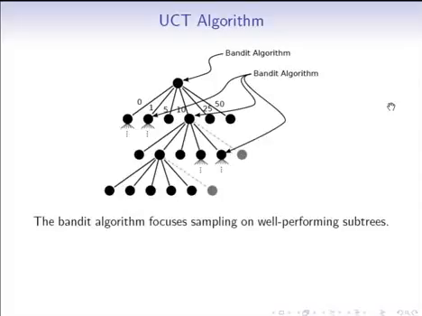And then the way that we're going to extend this to selecting a path through the whole tree is by sticking a bandit algorithm on every one of the nodes of the tree. And so all of the sequence of bandit algorithms is going to help us select a particular path through the tree, which we can then stick into the simulator. And the basic idea of this is that the bandit algorithms focus simulations on well-performing subtrees of the original policy space.